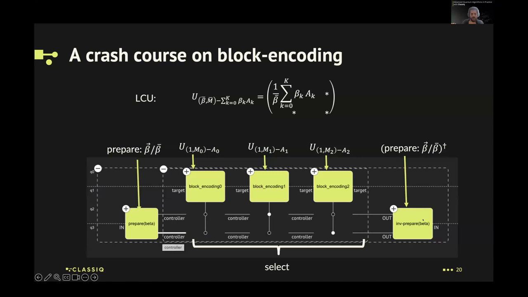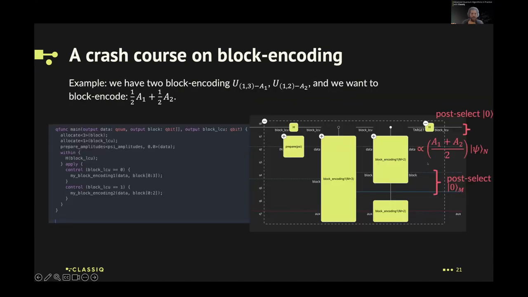Prepare and inverse of prepare. So I'm doing within apply H, and then I apply, if this block LCU is equal to 0, then I'm applying my first block encoding. And if it is equal to 1, I'm applying my second block encoding. And you can see one block encoding is with m equal 3, the other one is with m equal 2.